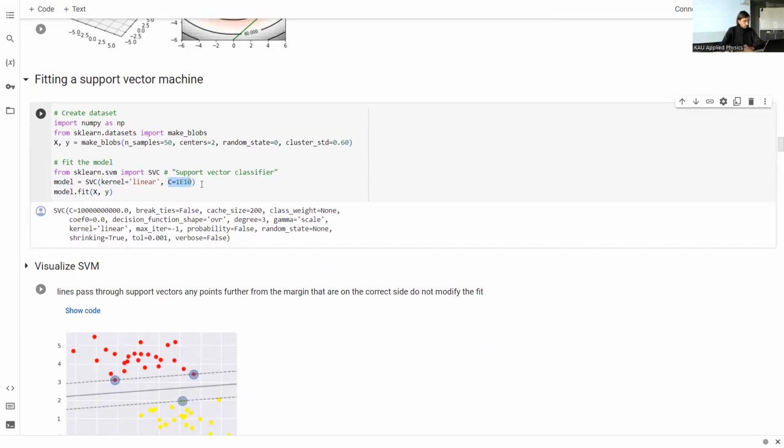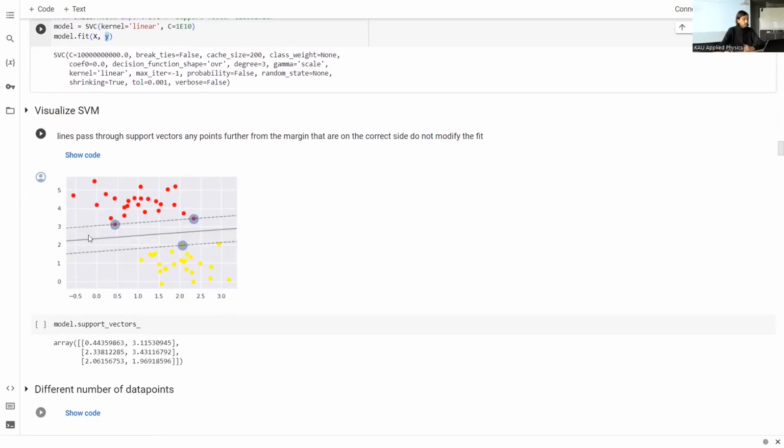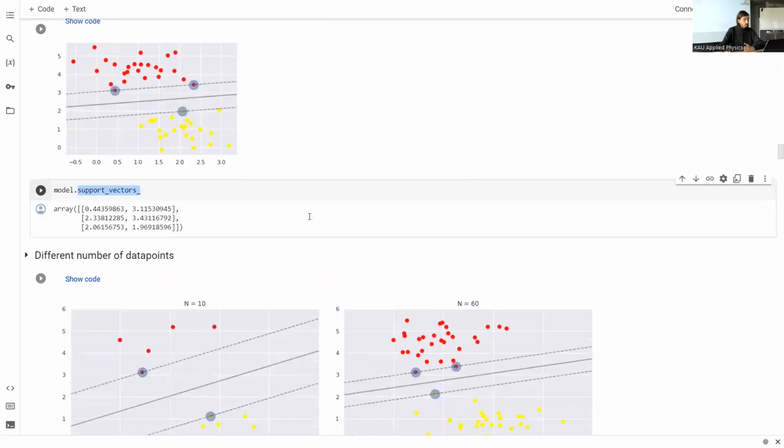This parameter I will explain to you in a moment. And then we do the fitting. We fit our dataset x, and we pass there y, which are the classes of our points. Here's what we get as the result. We have a separating line. These points are support vectors. You can get support vectors from the model by using this attribute, support underscore vectors underscore. And you see the distance from the line to these support vectors. So that's what we have.